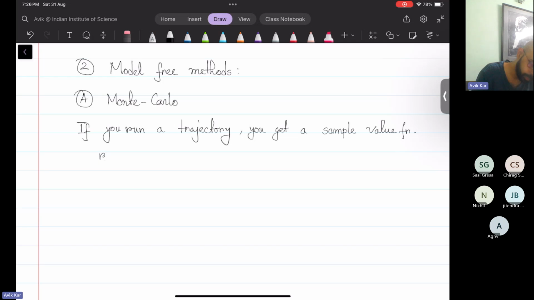What does that mean? If you run a trajectory, you will get R0, R1, R2, and so on. This is an infinite horizon problem, right? So given you have incurred all this, let's write V hat. Say your state is S0. So V hat of S0 will be the sum over t equals 0 to infinity of gamma raised to t, R t. So that is your one sample, what you have incurred in one trajectory.